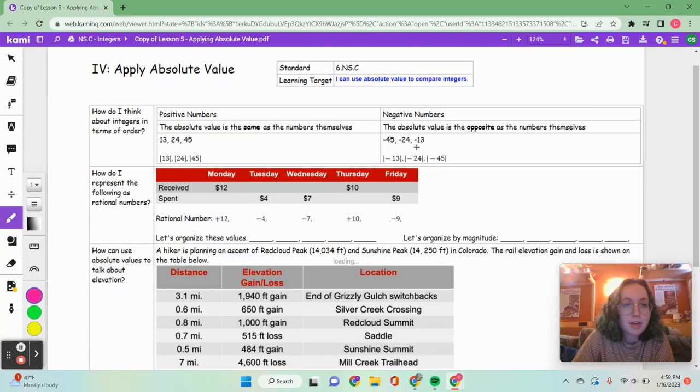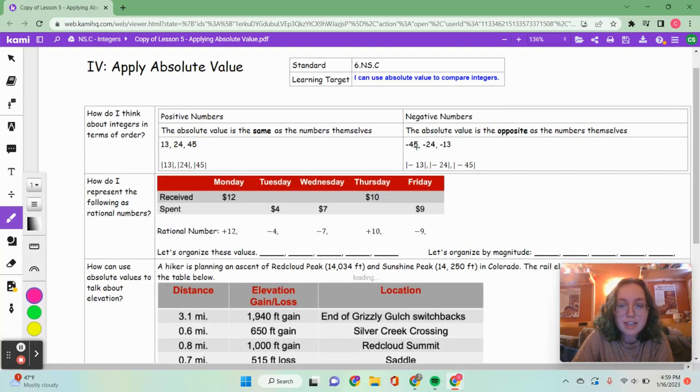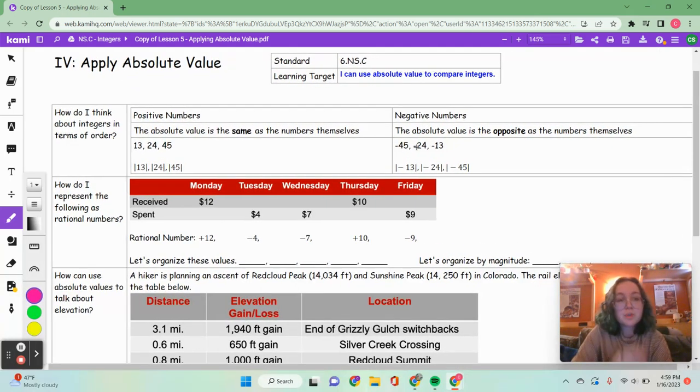Today we're going to be talking about applying absolute values, so taking the stuff from the last video and applying it. First, we're going to start off with thinking about numbers in their order and orders of magnitude. So, we know how to order numbers, right? We know how to order positive numbers from least to greatest. If I have positive numbers 13, 24, and 45, that's ordered from least to greatest, right? If I take the absolute value to find the magnitude of them, it's going to be the same, right? Because that's increasing in distance from 0, 13, 24, and 45.